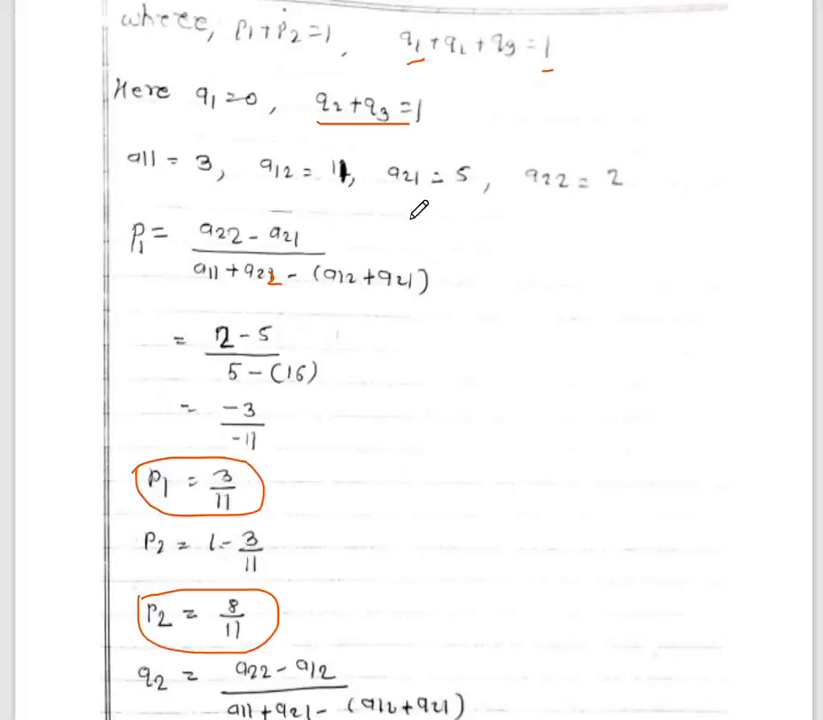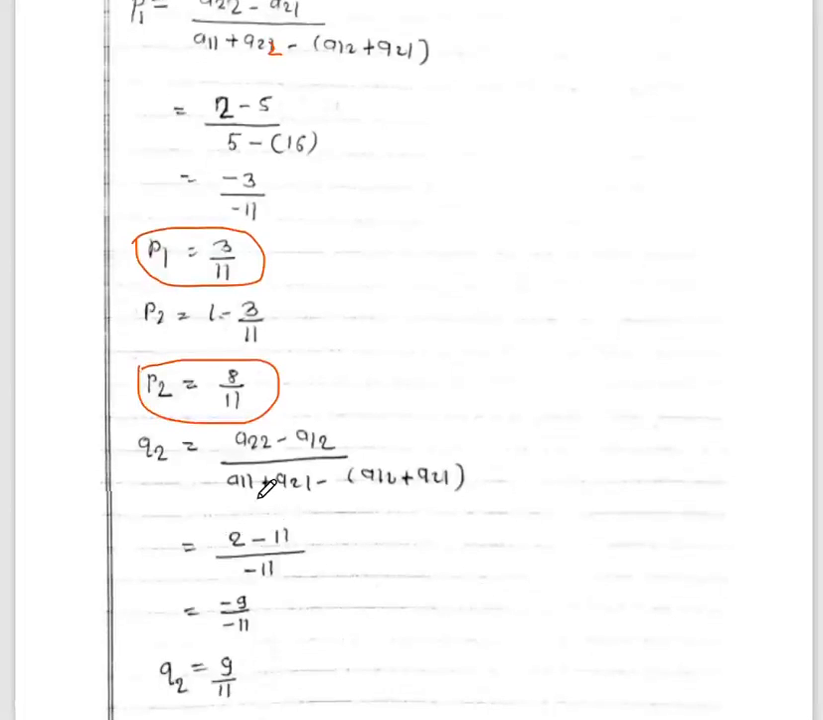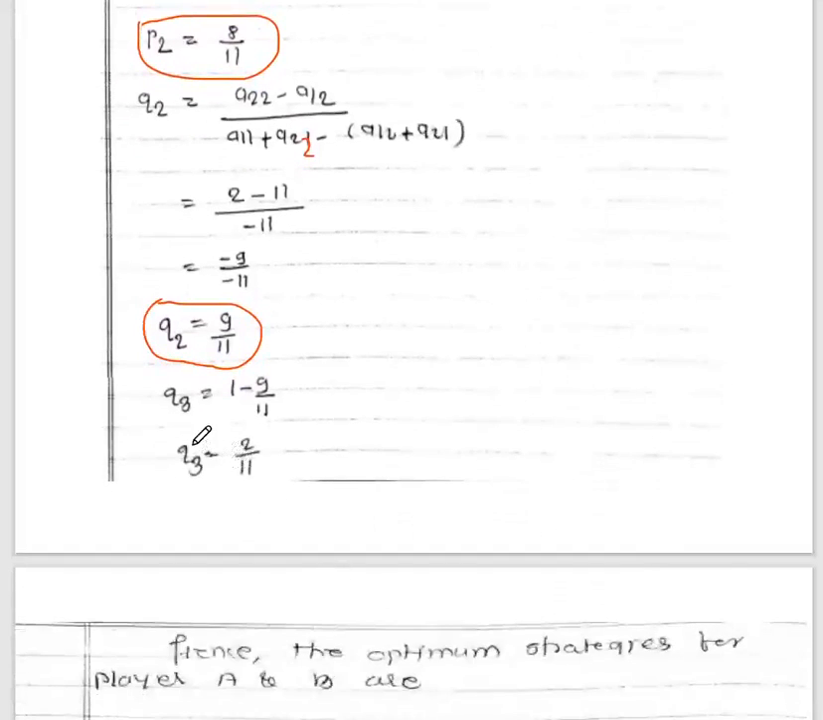Okay. Similarly, we will find out Q2 and Q3. So we know the formula for Q2, A22 minus A12 divided by A11 plus A22 minus A12 minus A21. Okay. So putting the values in this term, we will get 9 upon 11. This is the Q2 term. And we know that Q3 is 1 minus Q2. So after solving you will get Q3 is 2 upon 11. Okay. So in this way we have calculated P1, P2, Q1 is 0, Q2 and Q3.